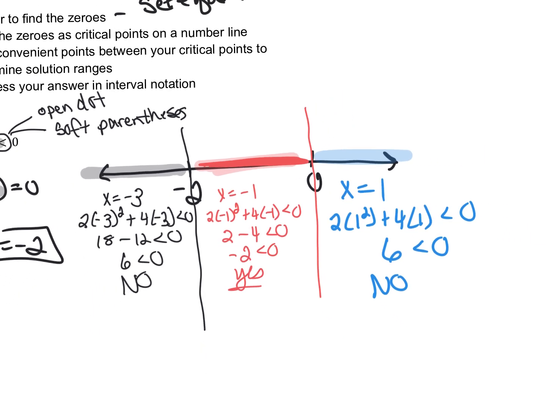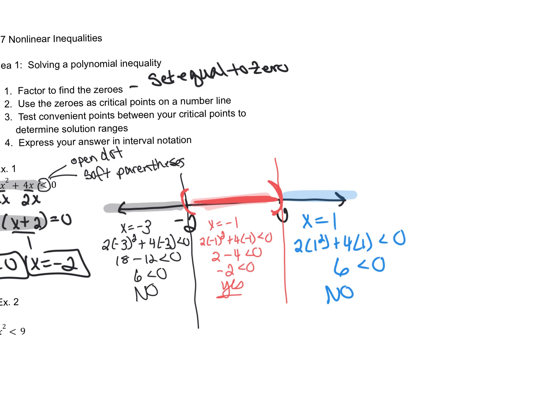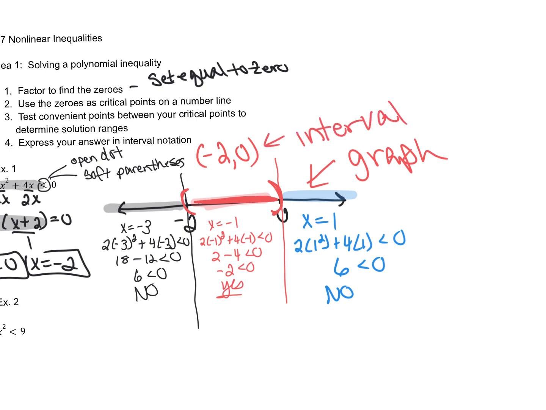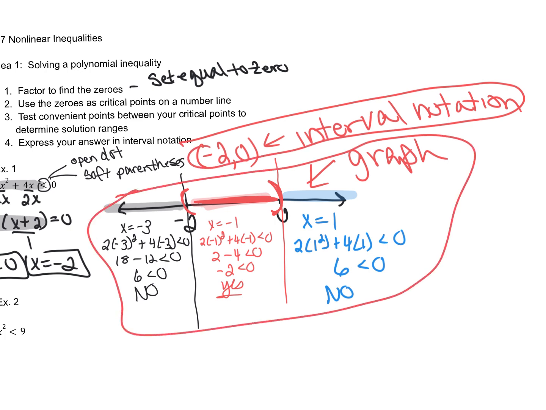And what we would have on our number line is an open dot, or those soft parentheses. So when we go to write our answer in interval notation, this is our answer on a graph. In interval notation, we would have just from -2 to 0. That's our interval notation to show which part of our number line is the solution. So there's our interval. Here is our graph with our work.